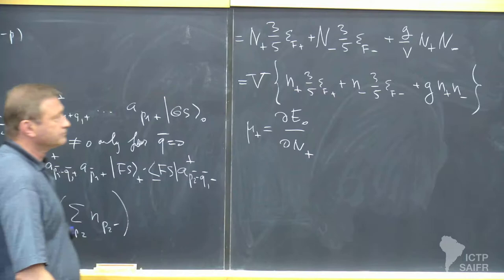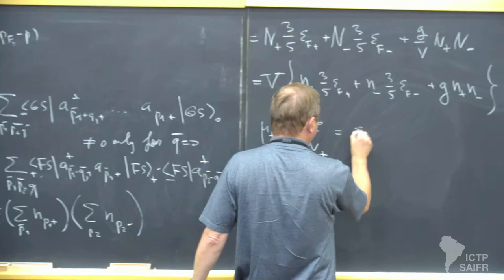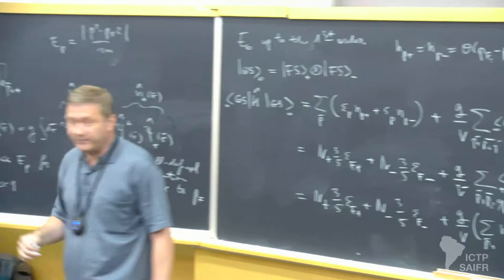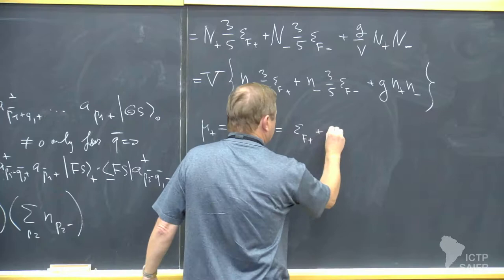So this we know what to do. It was our epsilon Fermi. Remember, we did these calculations for the ideal Fermi gas. That was our chemical potential for the ideal Fermi gas at zero temperature. We're working at zero temperature. And here the derivative acts only on this term. It will disappear, and then we have n minus divided by volume, that's G n minus.